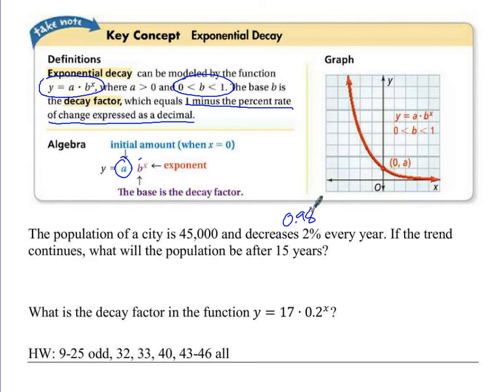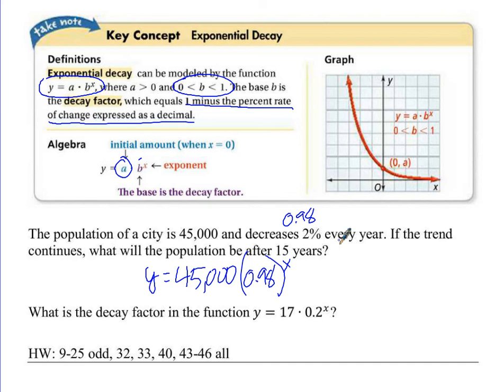We start with 45,000 people. So what's my equation going to be? Y equals 45,000 times 0.98 to the x. That's right. Right? Yeah, that's it. Okay, now is this number right here between 0 and 1? Yes, and it's supposed to be. So always check that. Is this number right here what I started with? Yes, which is supposed to be.